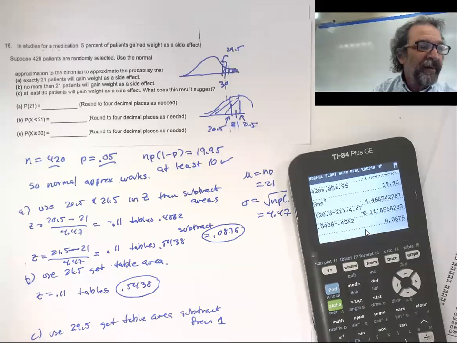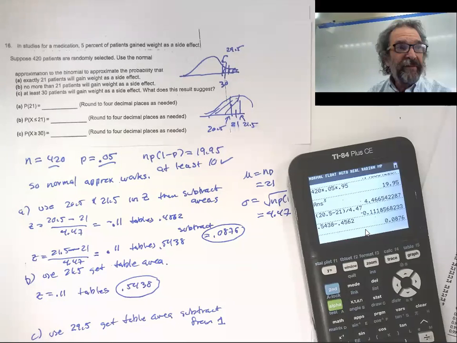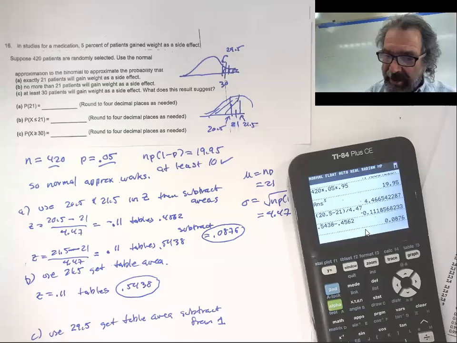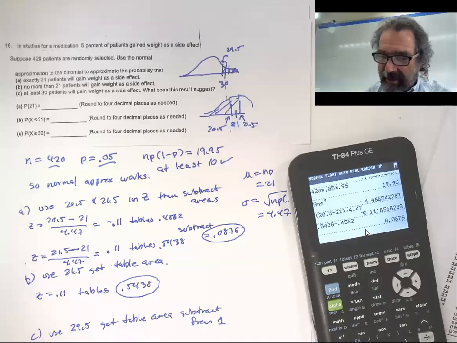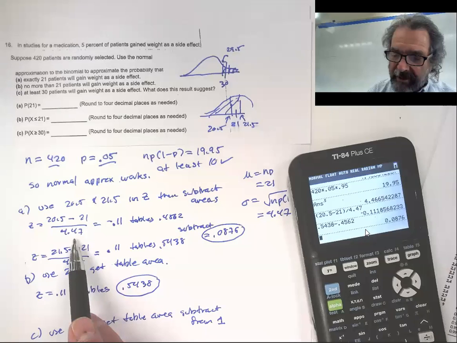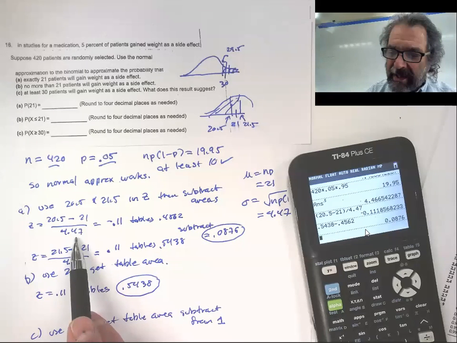That's nice. And finally, how about being greater than or equal to 30? What's the chance 30 or more patients? The mean is only 21. Here's the standard deviation, around 5. So 30 or more is just about 2 standard deviations above the mean. So there wouldn't be many times when at least 30 patients had that weight gain as a side effect. It should be a small probability.